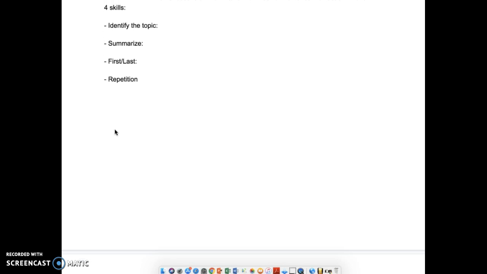Identifying the topic, which is different than the main idea. Remember that. The topic is different than the main idea. Summarizing the story in 10 to 12 words. Looking at the first and last sentences, because oftentimes those are recaps and introductions to what the main idea will be. And any repetition, repeated ideas. If the author is going to repeat something, they must think it is important.